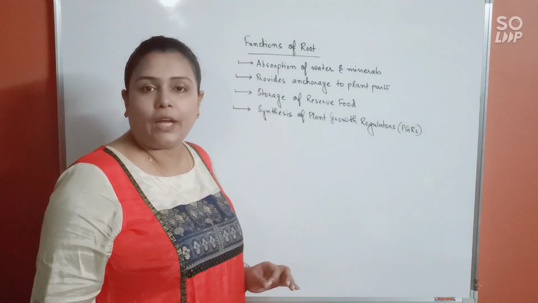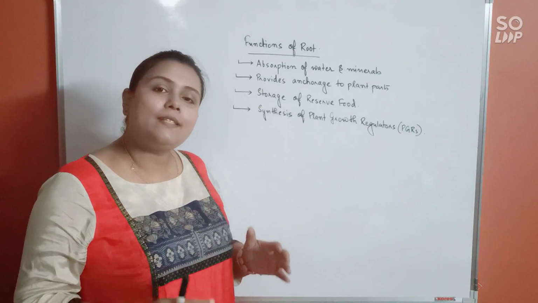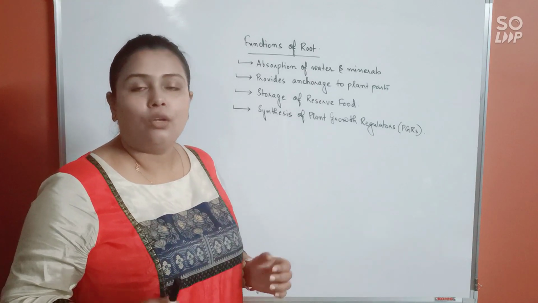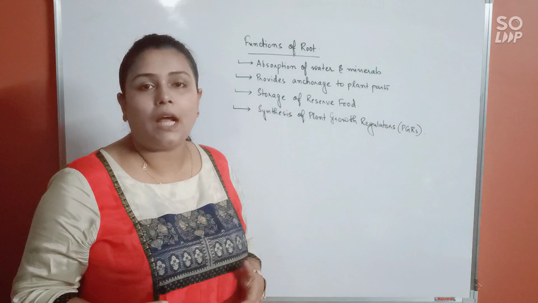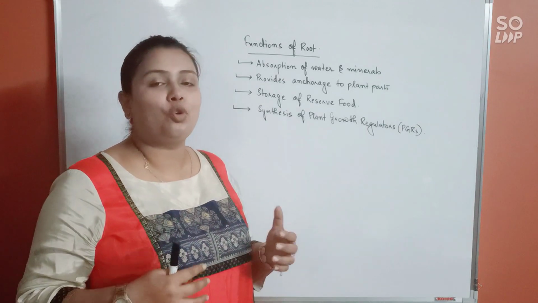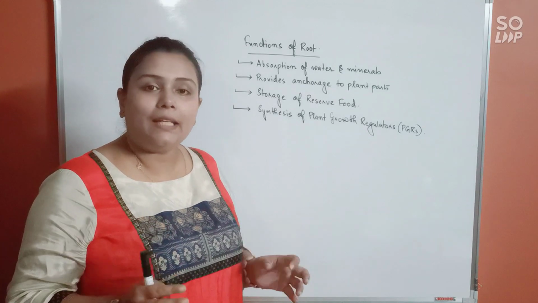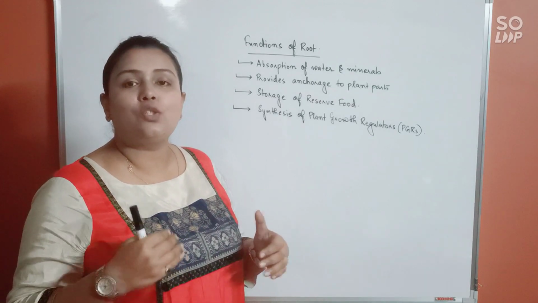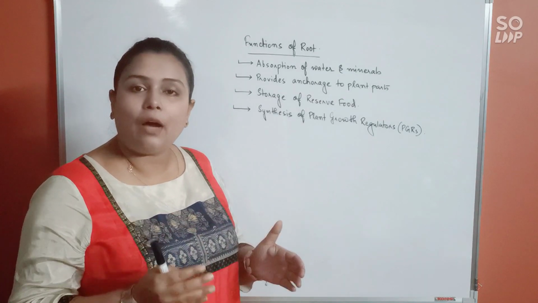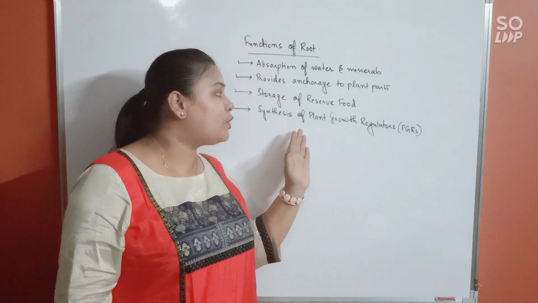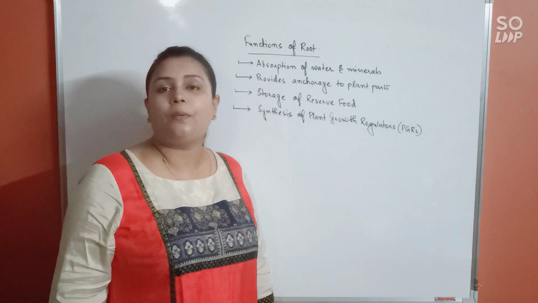Then, storage of reserve food material. Sometimes you can see that the root is storing food, so that when there is an unfavorable condition or the plant is not able to photosynthesize properly, and all the leaves have been shed off, at that time it is the root, which has stored the food so far, that allows the plant to survive. And finally, synthesis of plant growth regulators, or PGRs.